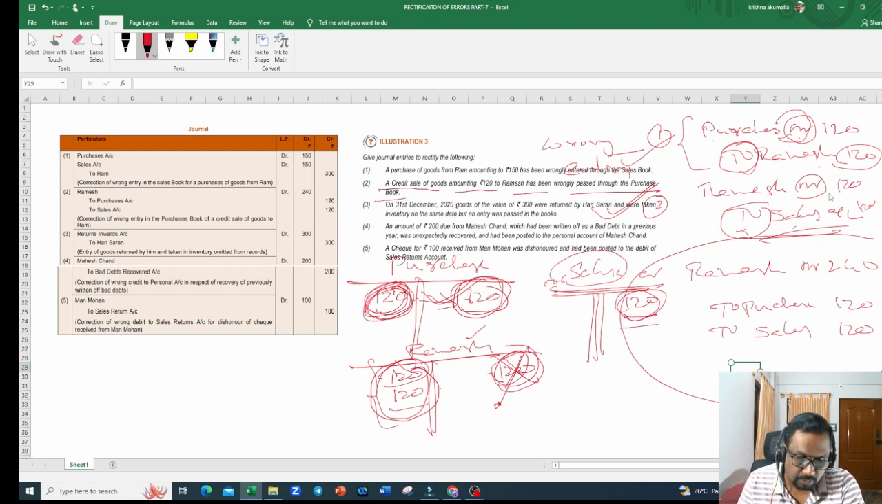Now you see how the entry has to be. 120 is purchase credit. Ramesh account debit 240. Sales account credit 120. Matter over. This is how the entry has to be posted. Simple. No need to get confused, and you will never commit a mistake if you start preparing entries like this by drawing accounts, by drawing the wrong entry, by preparing the correct entry. You will never commit a mistake. Then move on to the next one.